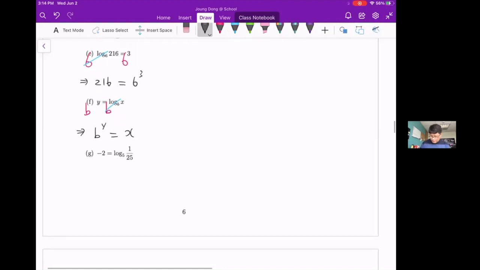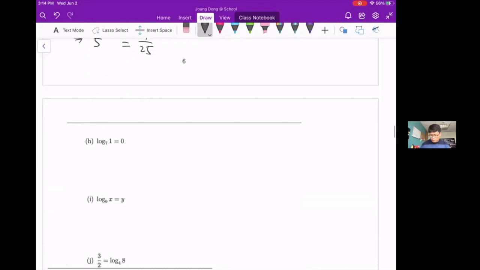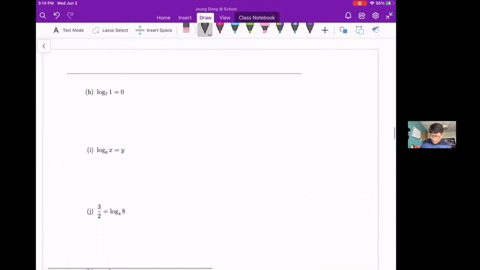What about G? The base is 5, right? Then on the right-hand side, that always happens. Then this can be written as 5 to the negative 2 is equal to 1 over 25. That's very true, right? And we have a couple more. There we go. Keep doing the same thing. 7 and 7. Then that always happens. Then this one can be written as 1 is equal to 7 to the 0. That's very true, right?